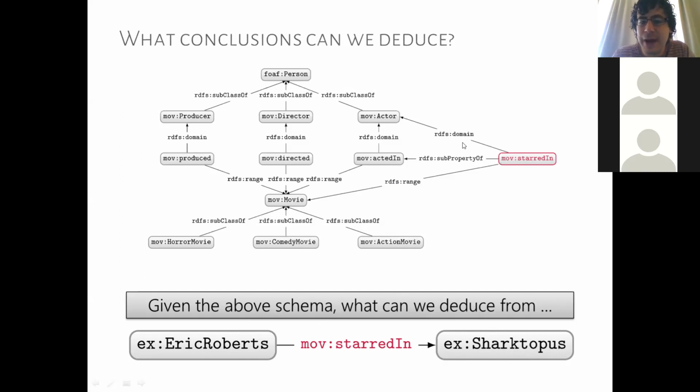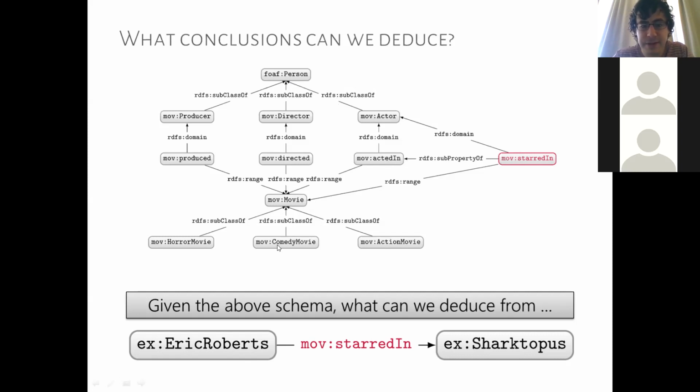Which is to say that somehow these edges here, we don't really need them because they would always be entailed once we move to acted in. Once we infer that triple, then from that inferred triple, we could recursively infer actor and movie based on domain and range. So thereafter, okay, actor is a subclass of person, so Eric Roberts must also be a person.